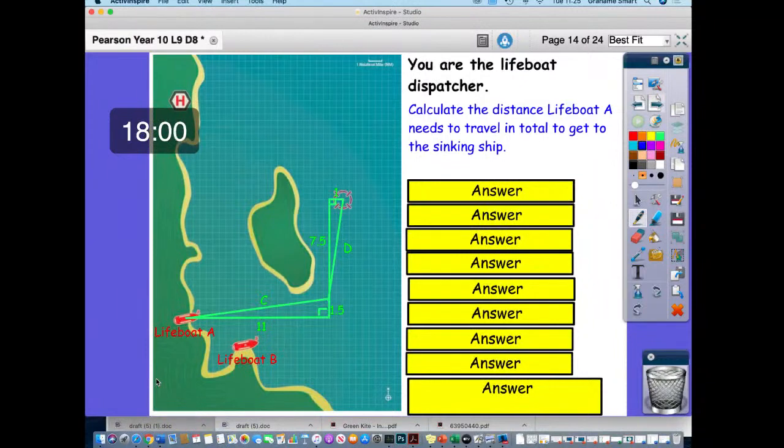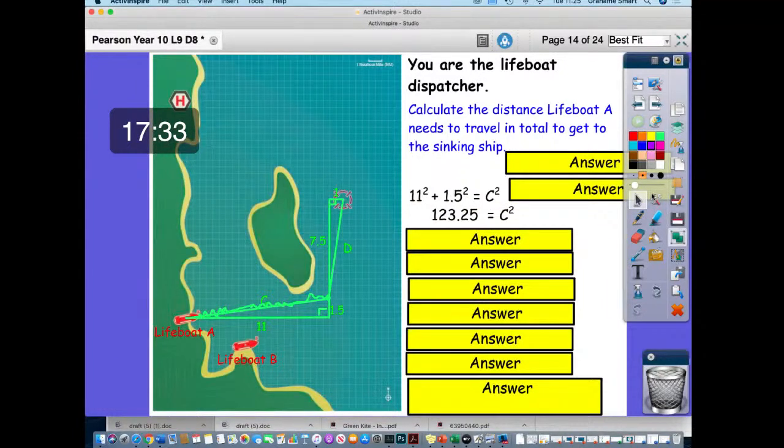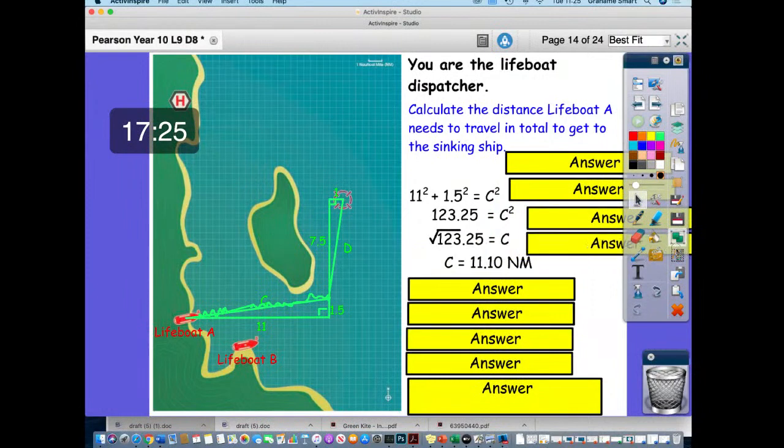Alright, well let's take a look at this one, calculate it, and maybe in the next slide we can see if we can come up with a shorter distance than this one. So we've got 11 squared, add 1.5 squared. Just in the interest of consistency, I'm working out C again, which you can clearly see in this case is along here. I'll do it in green to be consistent. So I'm calculating C there, and that gives me 123.25. I'm going to square root that, and that's going to give me 11.10 nautical miles.